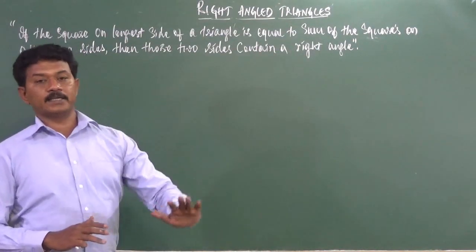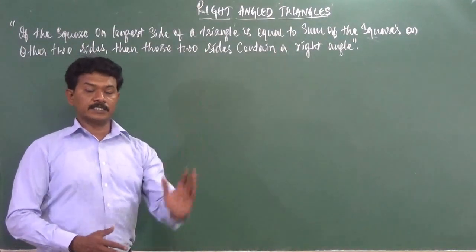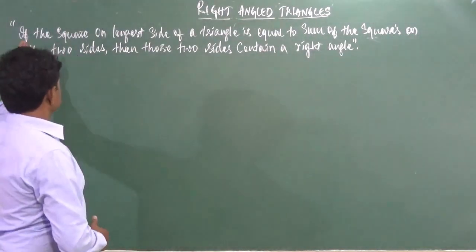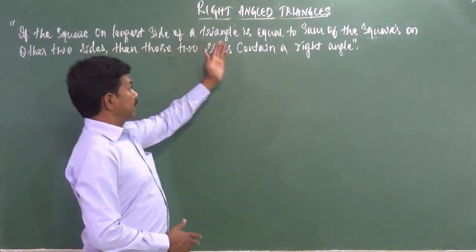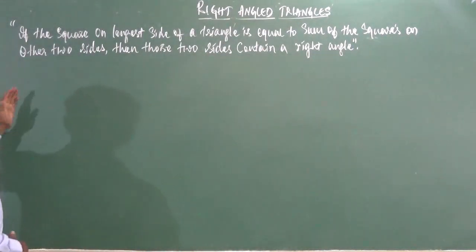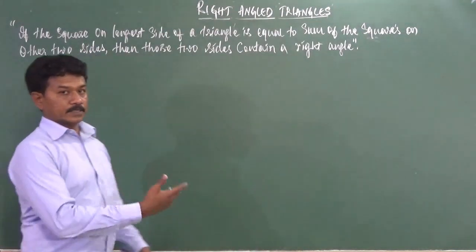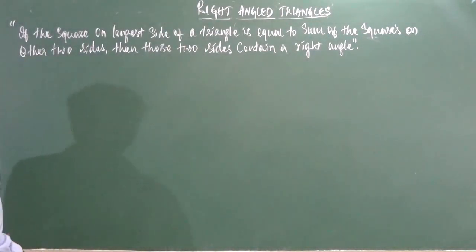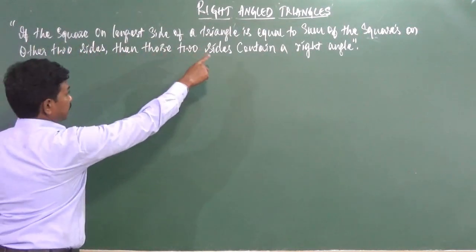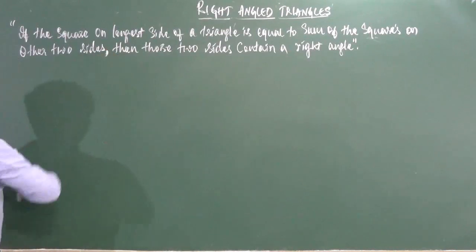So in that triangle we have the longest side. When compared to the other two sides, one of the sides is the longest side, and we have built a square on that. So if the square on the longest side of a triangle is equal to the sum of the squares on the other two sides, then those two sides contain a right angle. You are well aware of the statement. So we will get into the hypothesis part. If the square on the longest side of a triangle is equal to the sum of the squares on the other two sides, so we have a comma here.